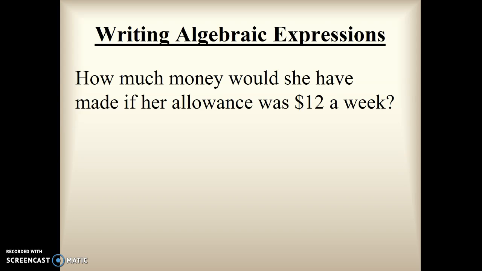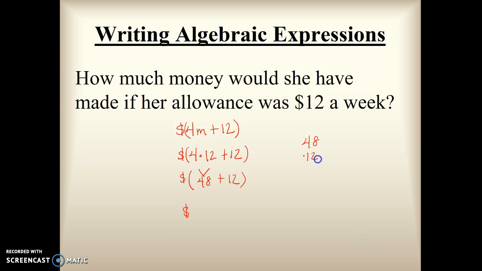How much money would she have made if her allowance was $12 a week? Well, let's start with our first step here, 4M plus 12. That was our formula that we just wrote a couple minutes ago. And now we're going to substitute in 12 for the m. And now we're going to solve it according to the rules of order of operations. So we have 4 times 12 is 48, plus 12. 48 plus 12 is 60.